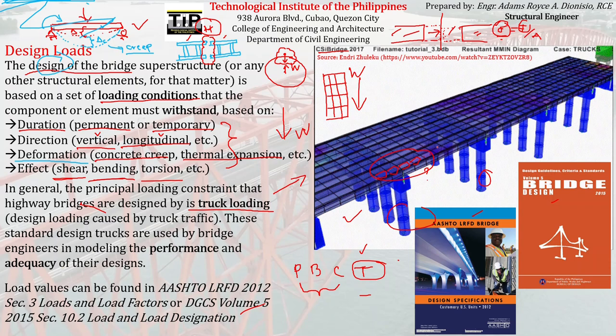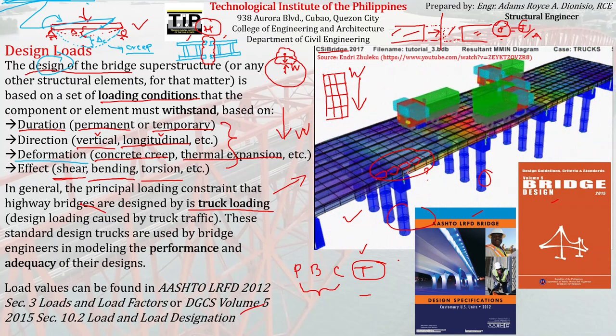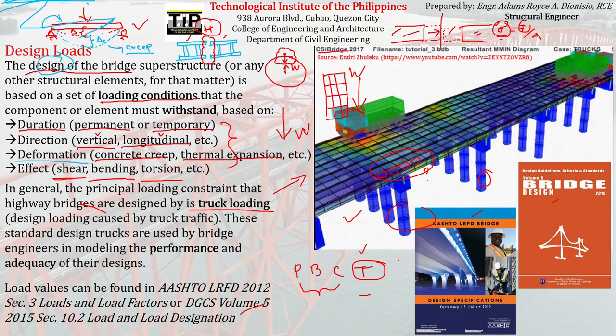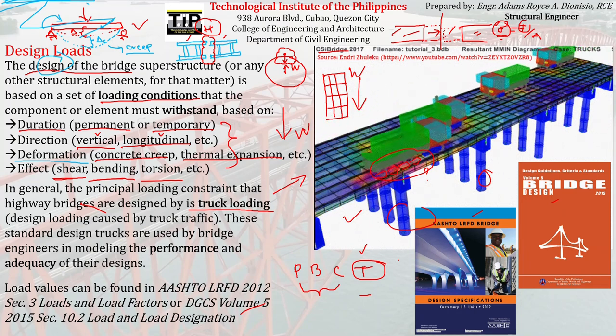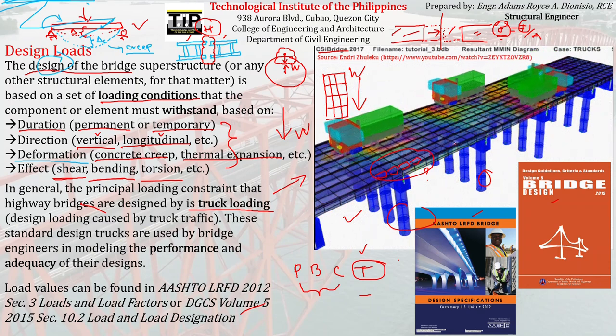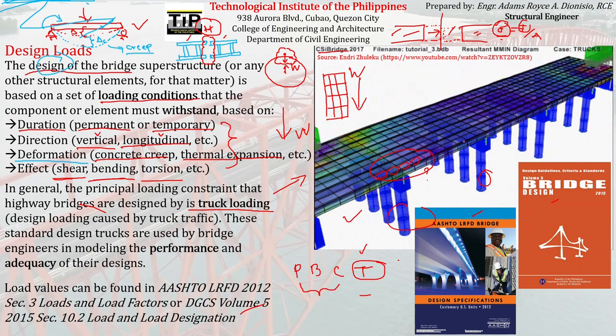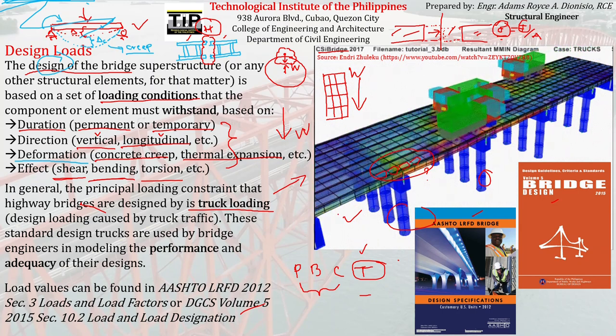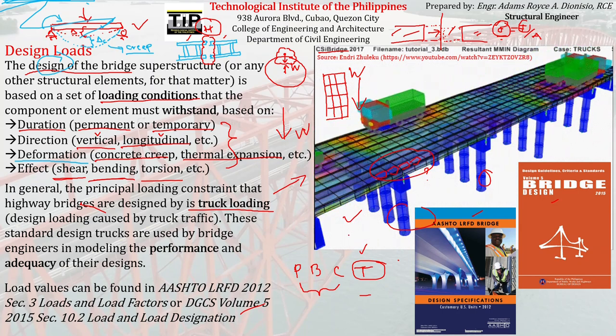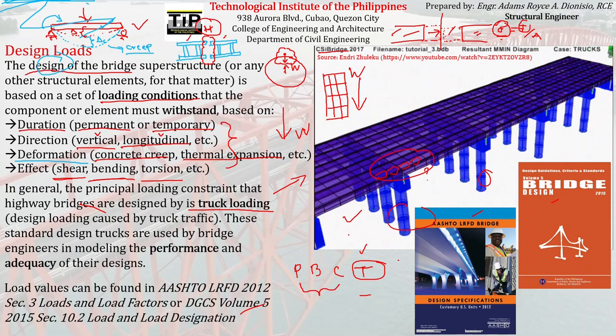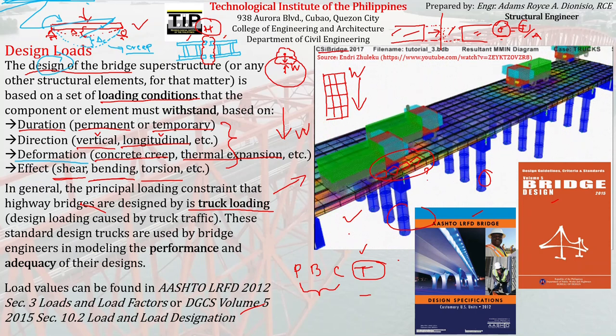In that way, we can know the performance of our bridge when an actual truck passes over it, and we can see that no portion or member of our bridge fails for this particular model. That is how we check the performance or adequacy of our design.